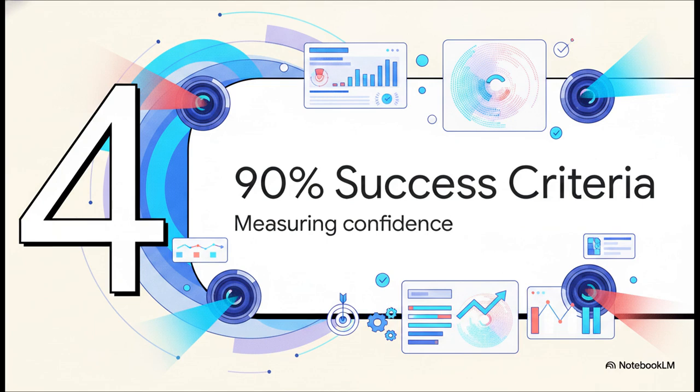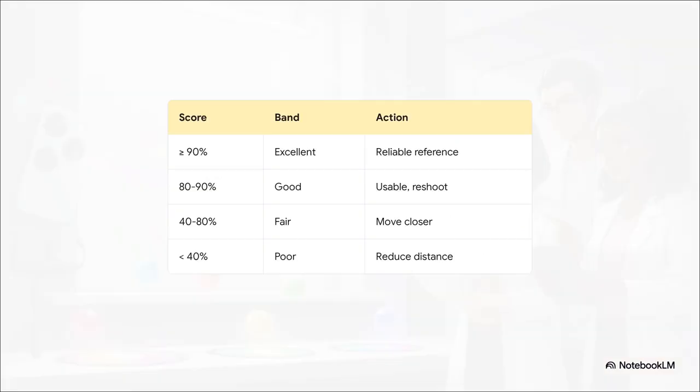Section 4. 90% success criteria, measuring reliability and confidence. Okay, so you have all this complex data being processed locally, but how do we actually know if a specific shot is reliable enough for a critical industry use case? The app grades every capture using a strict 90% success criteria. It sorts your shot into 4 confidence bands.